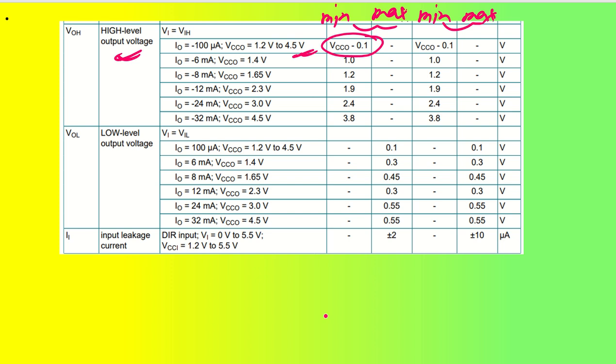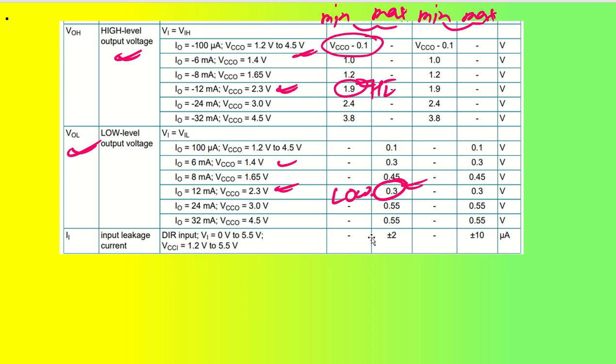Similar to that, let us say for VCCO 2.3 volt logics, it must be 1.9 volt minimum. Otherwise, it will not be considered as high. So to get high, it has to be minimum 1.9 volt at the output. For low logic levels, we'll talk about 2.3 volt logic only. Maximum you have to get 0.3 volt to consider it as low. Otherwise, it will consider nothing. So for high, minimum 1.9 volt we should get, and maximum 0.3 volt to get a low. Understood?